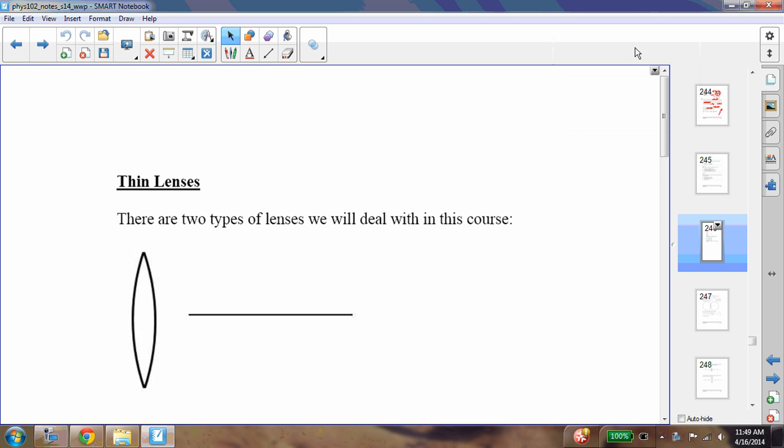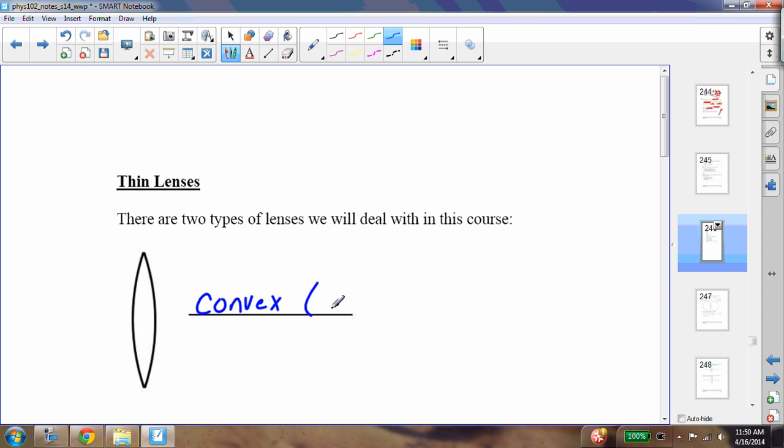Now we're going to move from mirrors to lenses, from spherical mirrors to spherical lenses. In particular, we call these thin lenses because they're thin. But there are two types of lenses that we're going to deal with, and these are the most common types of lenses. The first is called a convex lens. This is also called a converging lens. You might hear it called that.